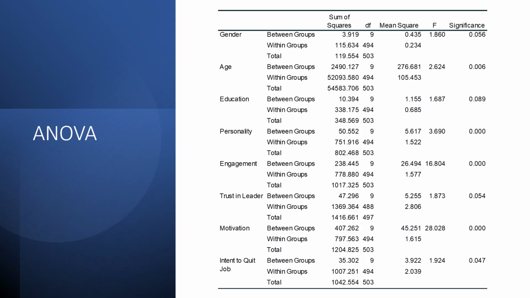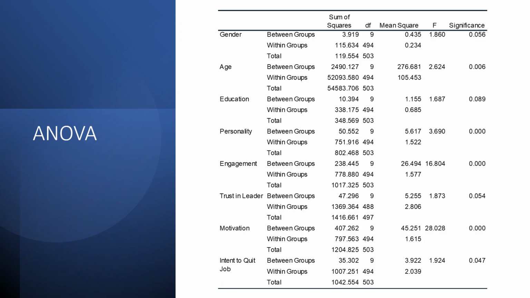Education's 0.089 significance level exceeds the alpha, and the third null hypothesis H30 is accepted, and its corresponding alternative hypothesis H31, that there is a difference in the education average across the comparison groups, is rejected.